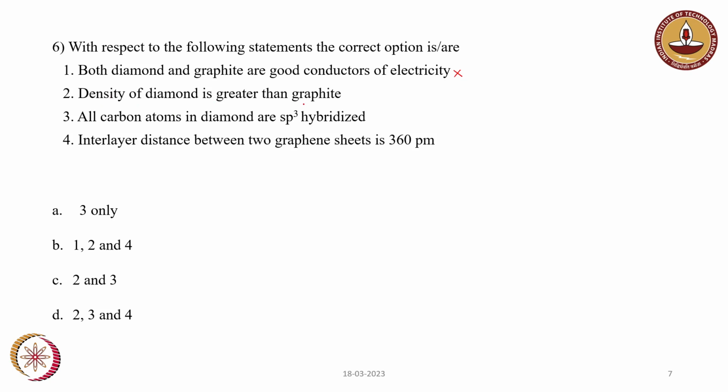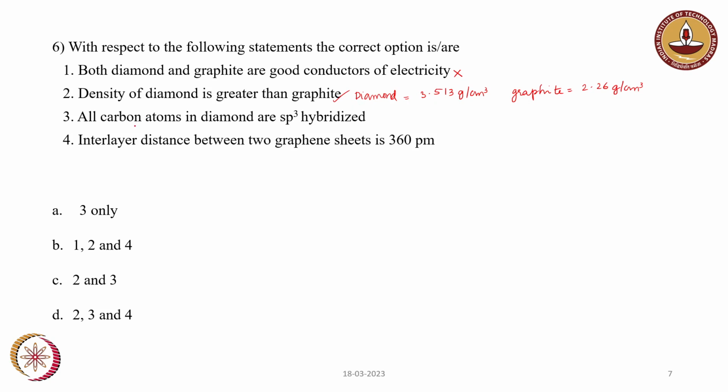So this statement is correct. Diamond has density of 3.513 gram per centimeter cube, and for graphite the density is 2.26 gram per centimeter cube. So this statement is correct.